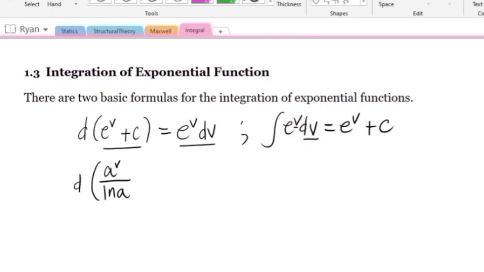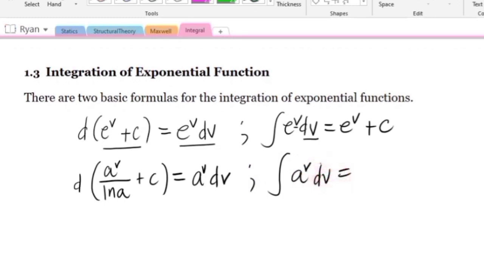Derivative of a raised to v over ln of a plus c is equal to a raised to v dv. Thus, the integral of a raised to v dv is equal to a raised to v over ln of a plus the arbitrary constant c, provided that dv is the derivative of your exponent v, and this a here is a constant.